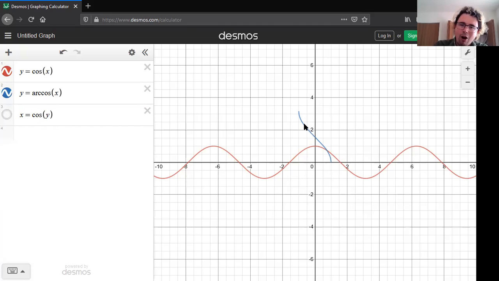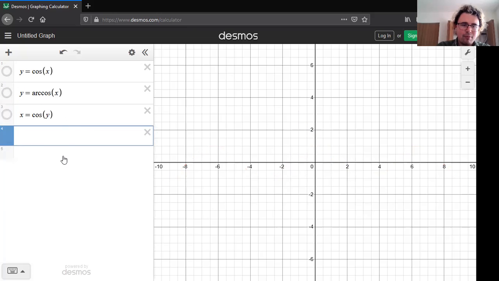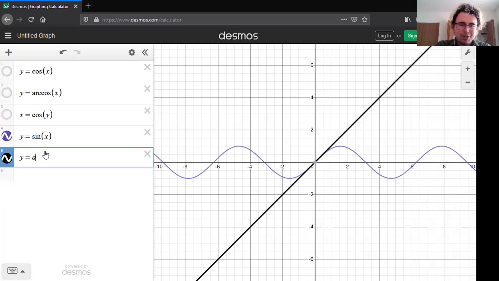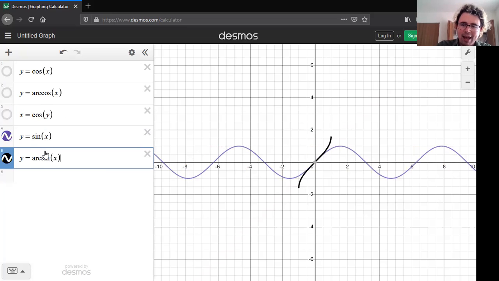So this arc cosine function, or the inverse cosine function, is only defined for values of x between -1 and +1. And here the outputs are angle measures between pi radians and 0 radians. Now we can do these for each of the trig functions. So let's take a look at y equals sine of x. And my inverse function will be called arcsine of x.